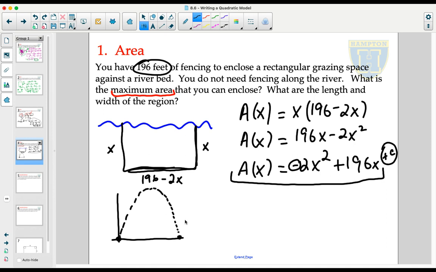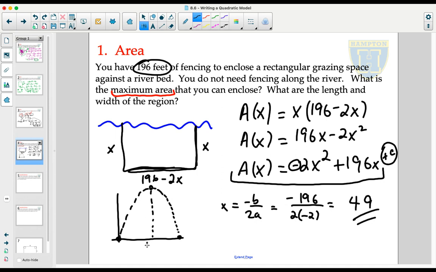That vertex is going to be halfway between the two x-intercepts. So you could determine the other x-intercept if you really wanted to. We could factor and solve, or we could just jump right to that vertex that we know is at the top. So let's use our vertex formula, negative b over 2a. Negative b is negative 196. 2 times negative 2 is negative 4. Multiplying the denominator and then dividing, we get that the x-intercept is at 49. Or I'm sorry, the vertex is at 49. So the maximum area is obtained by making this length 49 and this length 49.